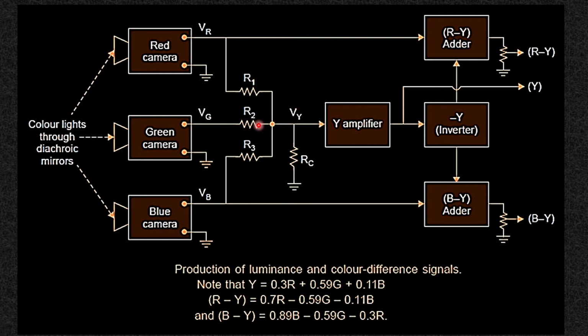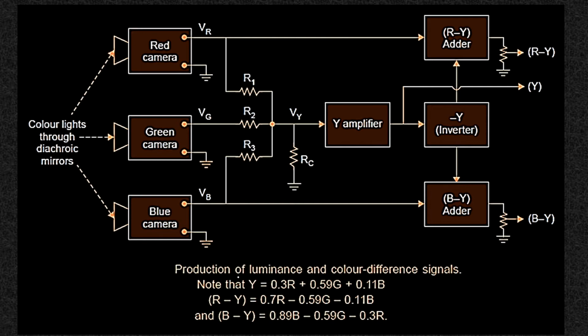0.3R, 0.59G and 0.11B. Then it is given to the Y amplifier. This luminance signal will be amplified and given to the Y inverter. Now this inverted signal will be given to the red camera output and the blue camera output. So you can see here your R minus Y and B minus Y components get generated. So you will get here R minus Y and here B minus Y. This is nothing but how you are generating color difference signals.